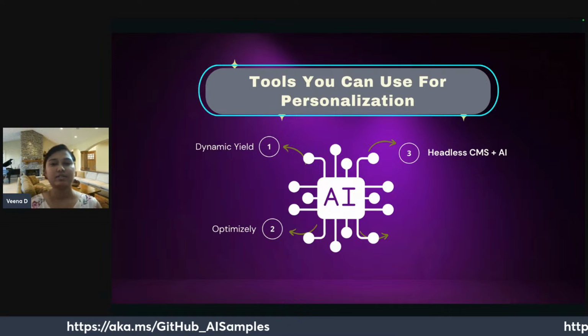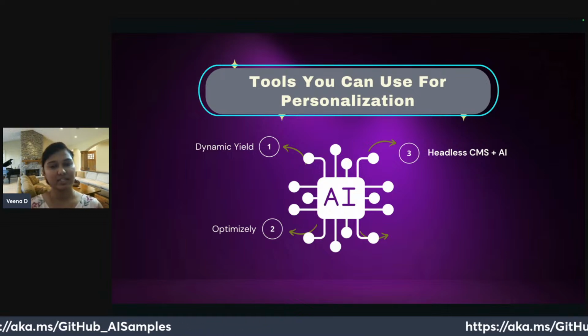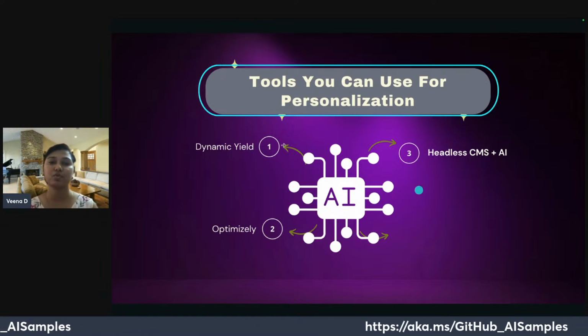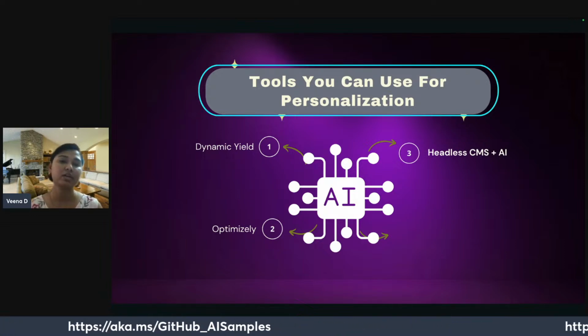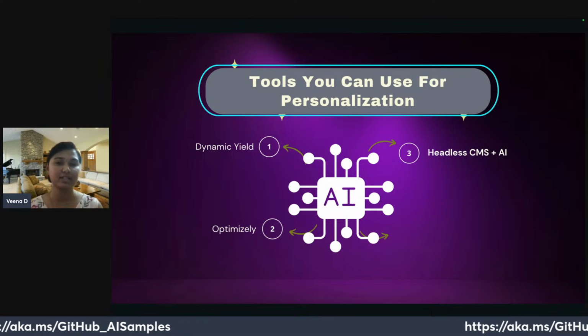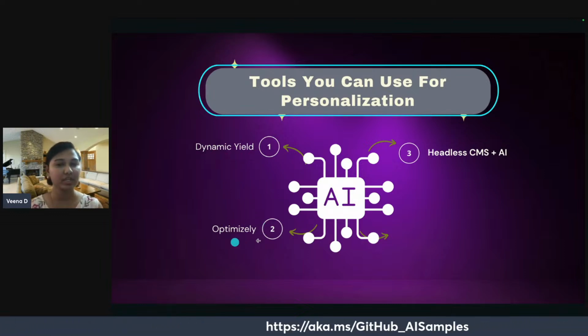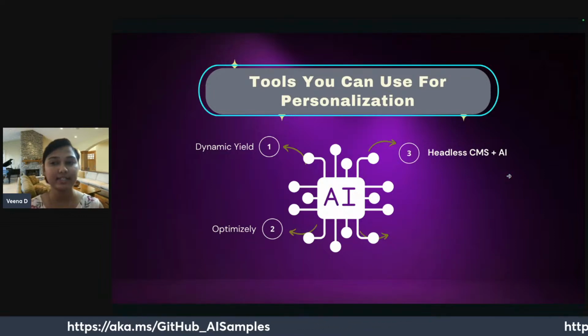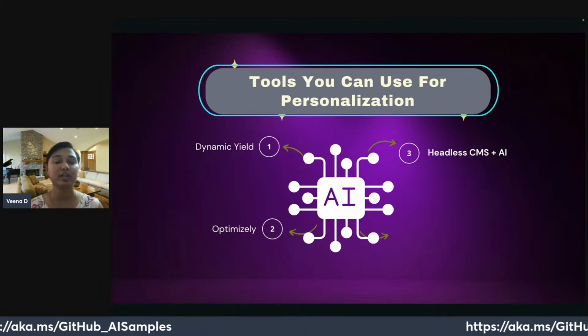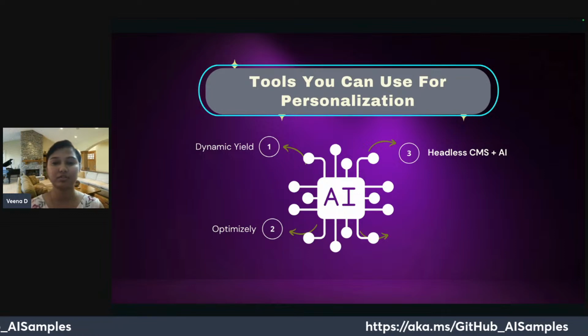And yes, tools that we can use for personalization. These are platforms which provide APIs so that you can modify as and when required. So we have Dynamic Yield, we have Optimizely, and we have good headless CMSs, integrated with and powered by AI nowadays.